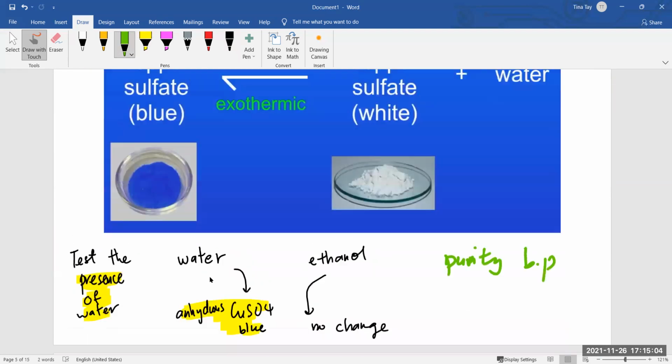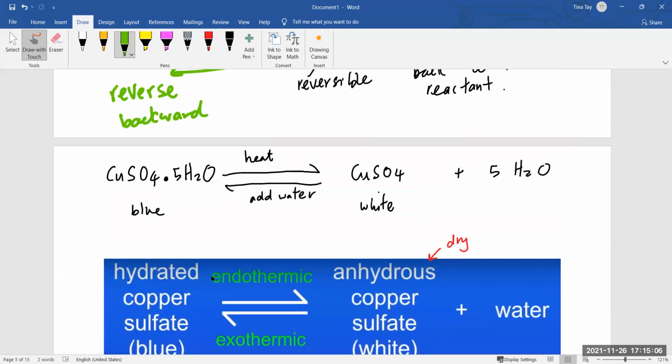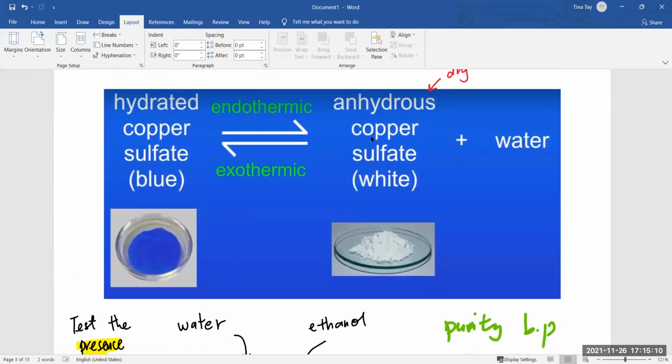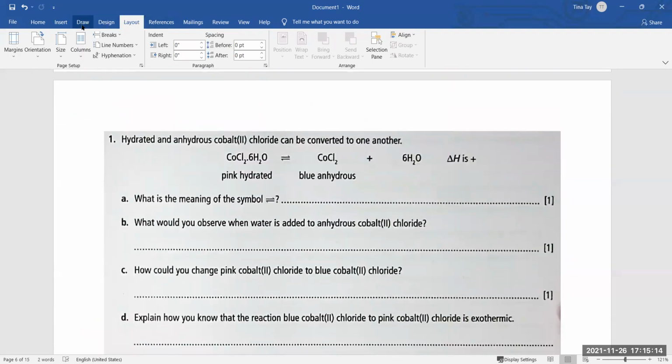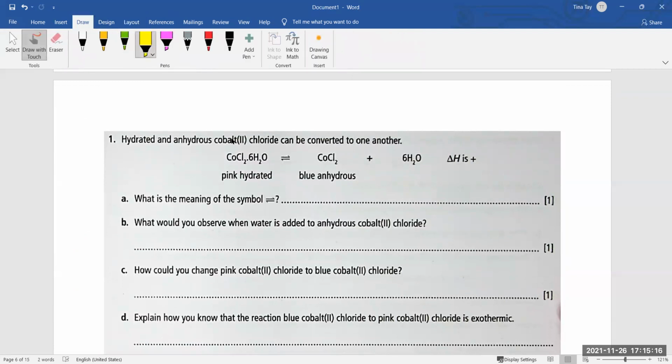Another thing, they ask you in IGCSE, two things that can be used to test the presence of water. One is anhydrous copper 2 sulfate, and the other one is cobalt 2 chloride. Cobalt 2 chloride, when it's dry, it is blue. When there is water, it is pink. So this one can also be used as cobalt chloride paper. Cobalt chloride paper is blue. When you touch water, it becomes pink. Okay?